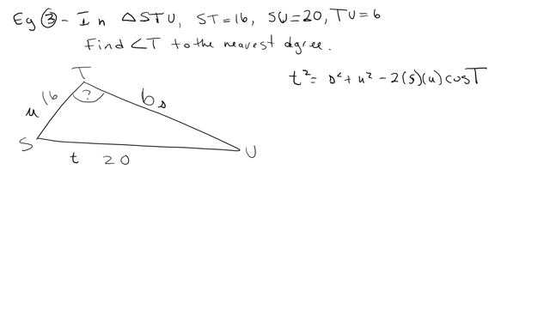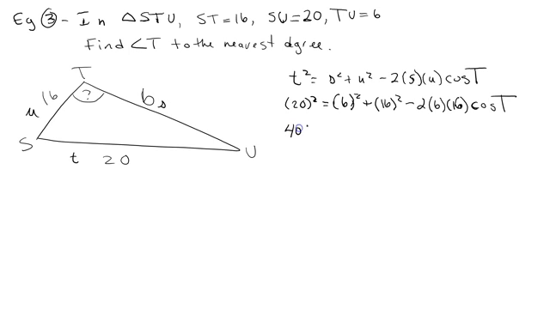So I'm going to plug in everything that I know. I know that my t is 20, so 20 squared equals 6 squared plus 16 squared minus 2 times s, which is 6, times u, which is 16, times cos of T. So I'm just going to simplify everything here.